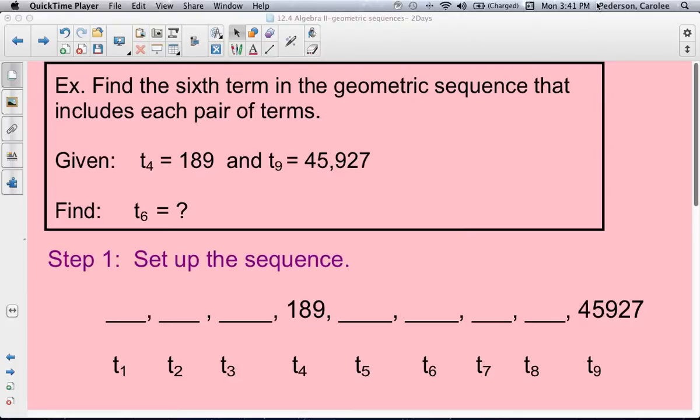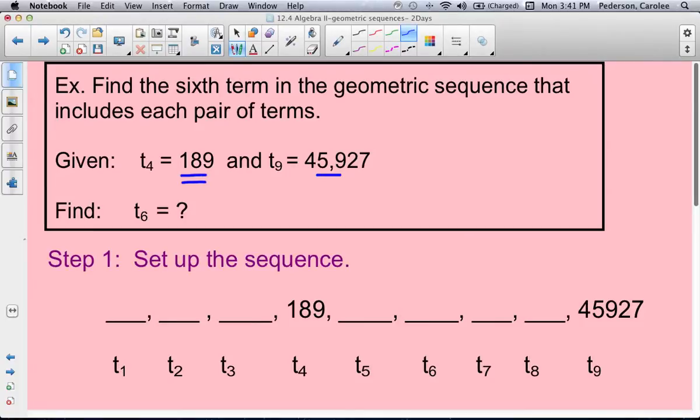Here's an example of a geometric sequence, and we want to find a missing term. We're given term 4 to be 189, and then term 9 is 45,927. So we're going to be working with these two numbers.